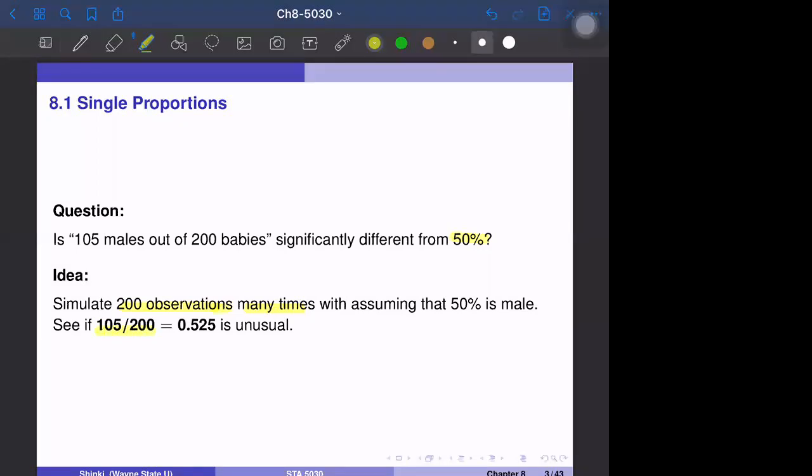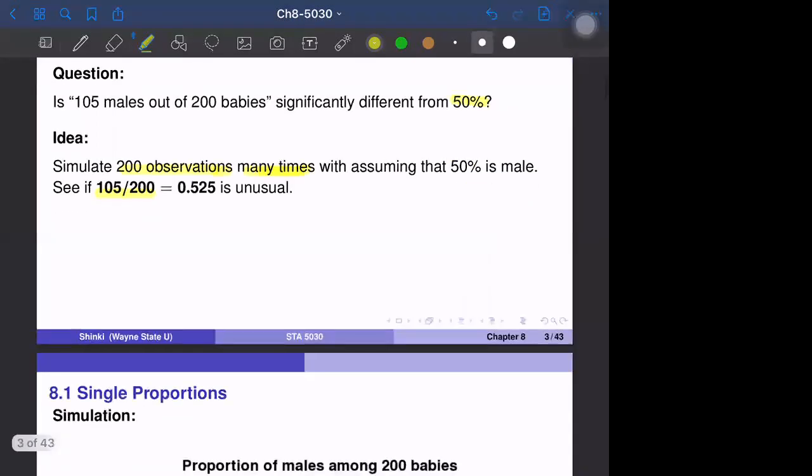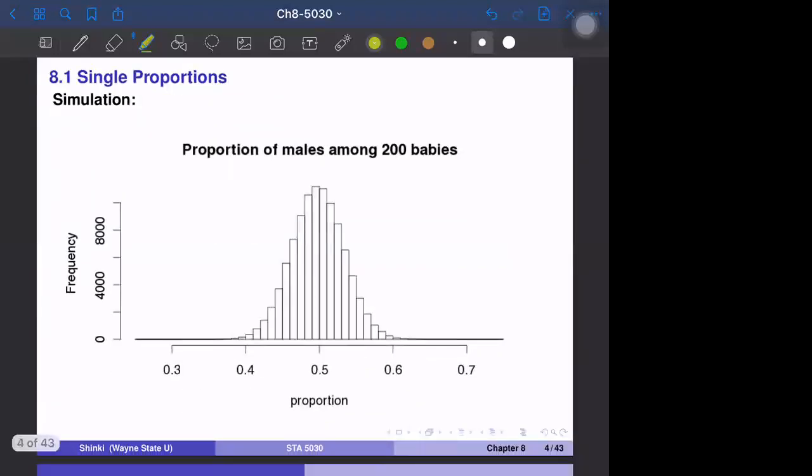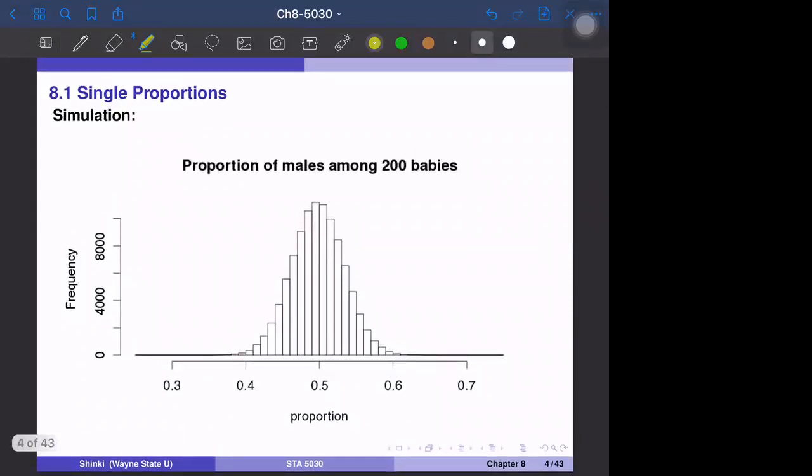Each time we generate 200 observations, and we repeat many times, like 1,000 times. So in total we have 200 times 1,000, basically 200,000 binary random variables, which represent either male or female. And this is the simulation result in our language: the simulated proportion of males among 200 babies if p is equal to 50%.